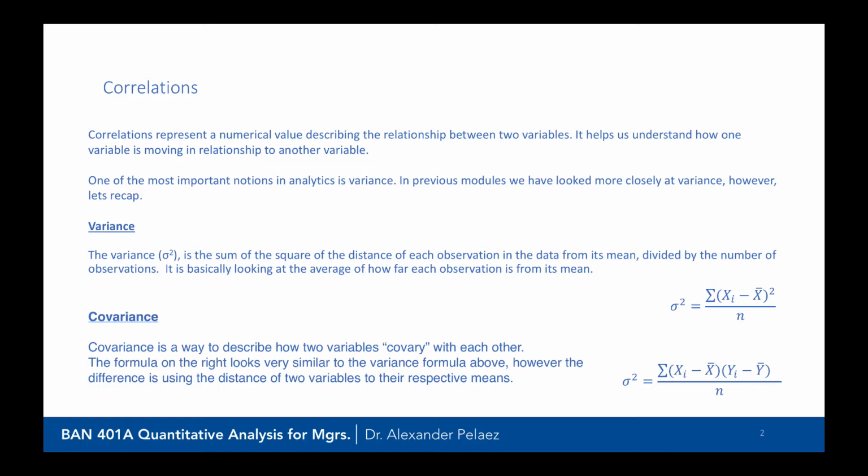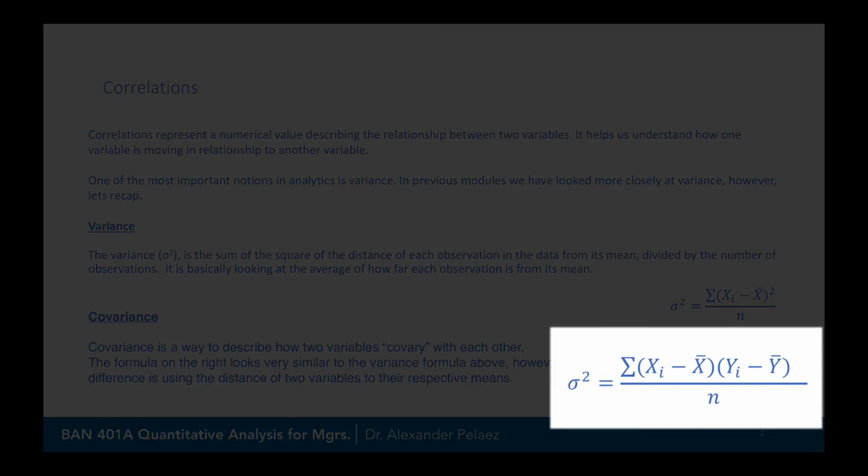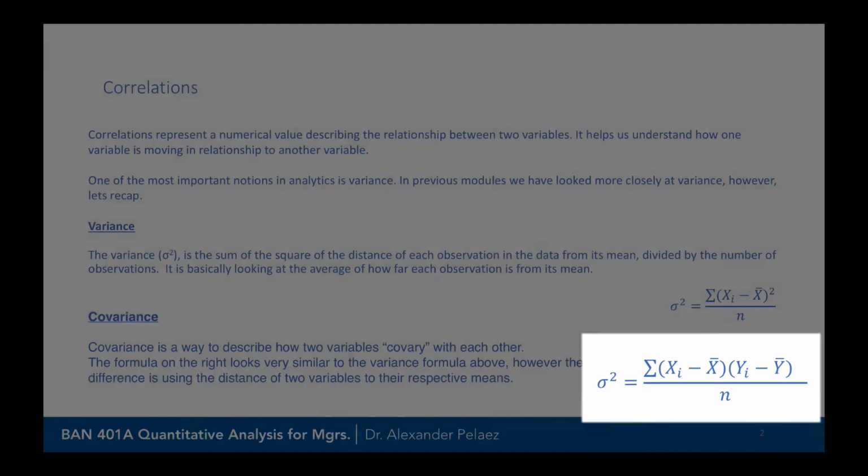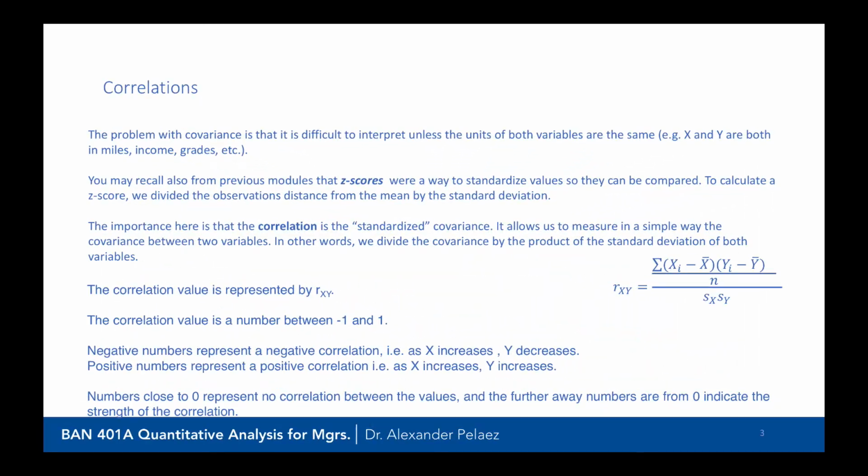The covariance is a way to describe how two variables covary with each other or move with each other. And the formula on the right is similar to the variance formula. If you see, it's got the sum, but instead of x_i minus x bar squared, what we're doing is taking the distance between the individual x observation and its mean and multiplying it by the individual y observation and its mean. And then we're dividing by n. So the problem with covariance, as we had said before, is that it is difficult to interpret unless the units of both variables are the same. And so this is why we have a concept of a correlation.